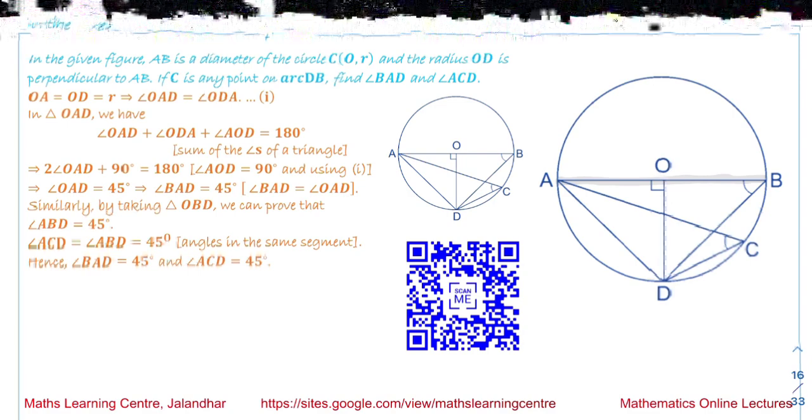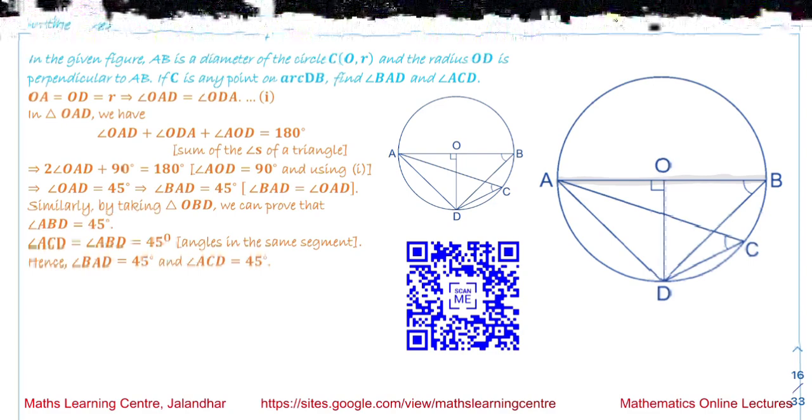Next, we are given a circle of radius root 2 centimeters. This is the center of the circle, and the radius is root 2 centimeters. It is divided into two segments by a chord AB of length 2 centimeters. We have to prove that the angle subtended by the chord in the major segment is 45 degrees. It means we have to prove this angle is 45 degrees.